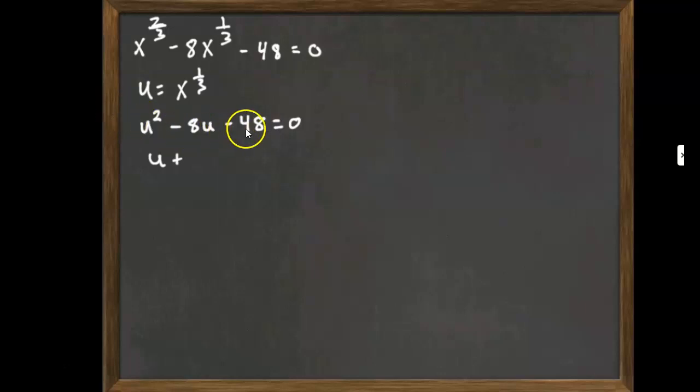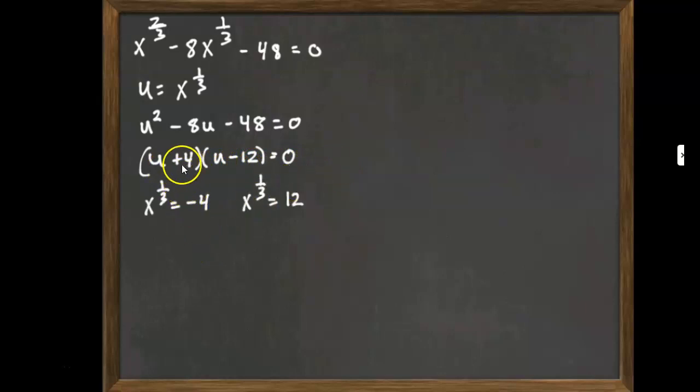Here I have things that multiply to be negative 48, and they have to add to be negative 8. And so that's going to be a positive 4 and a negative 12. So I'm able to do it by factoring pretty quickly. You could also, of course, solve by the quadratic formula if you wanted to. And then we solve these two factors. Since it's factored equals 0, we set each factor equal to 0.